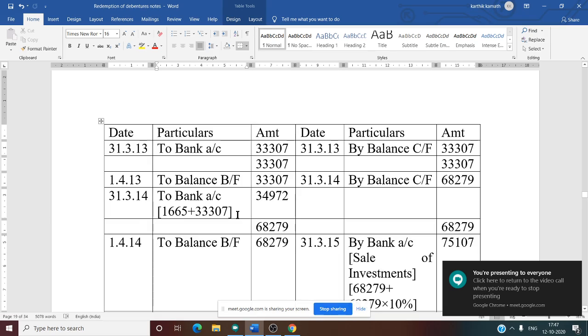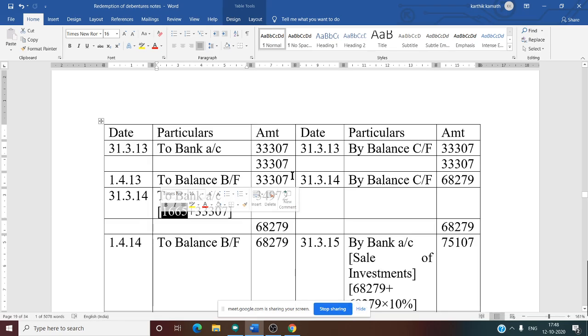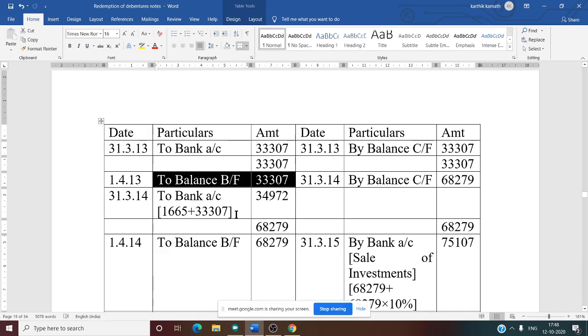So interest, how to calculate? You can see the previous account or you can calculate on the opening balance: 33,307 into rate 5% plus appropriation. Yes. Now close the second year, 68,279. No other entry. Close that year.